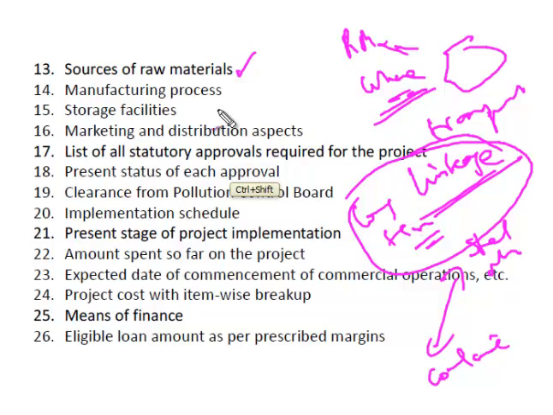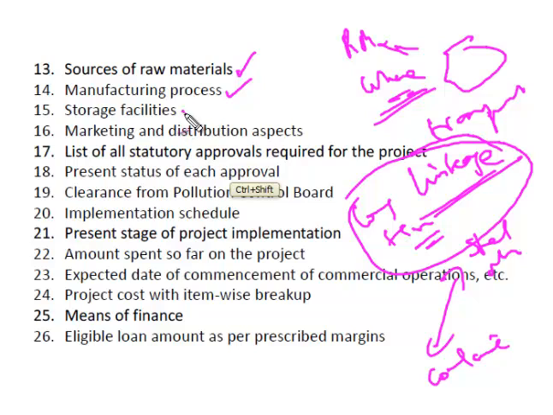Okay, the manufacturing process, of course, is a very key point. What is the process involved in the manufacturing of this particular product? Are there any alternate processes? What is the company's basis for selecting this particular process, right? And what is the cost involved in this particular process?